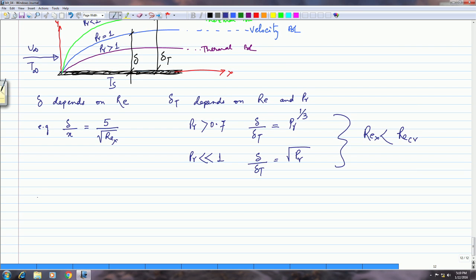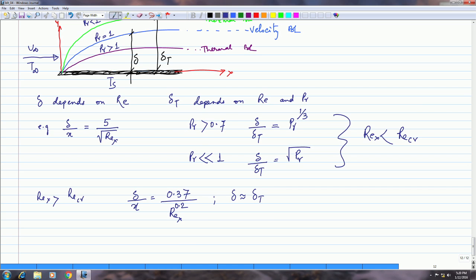And if the Reynolds number is greater than the critical Reynolds number, then, so now it's the same, as the velocity boundary layer thickness and the thermal boundary layer thickness are the same.